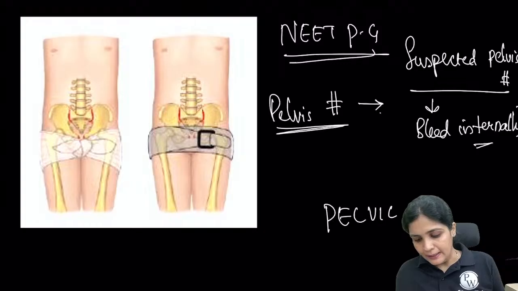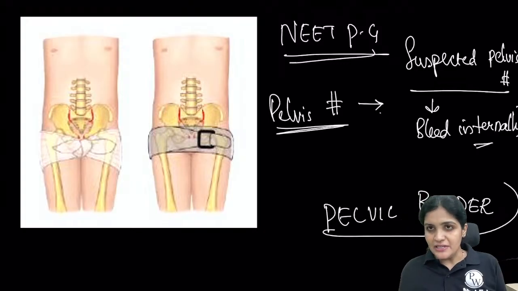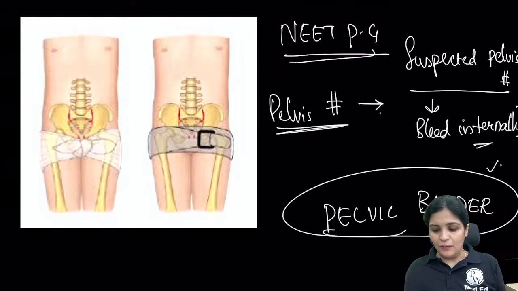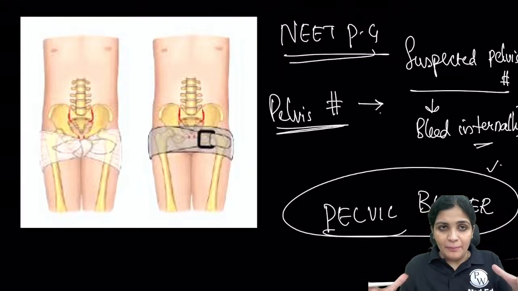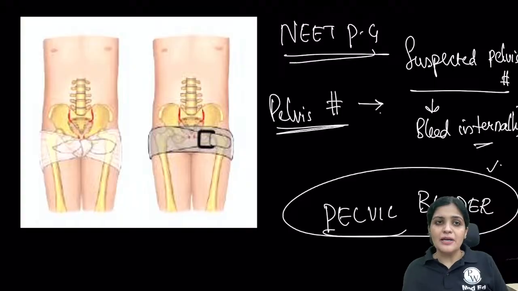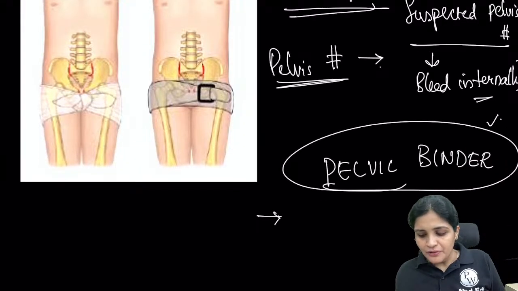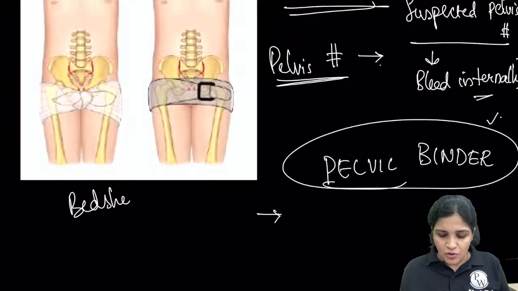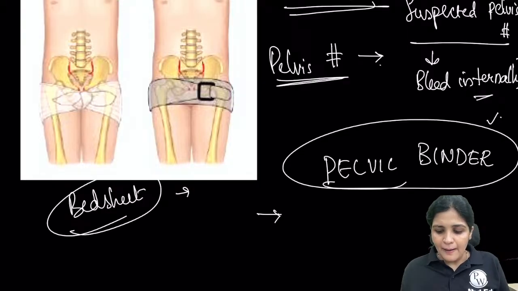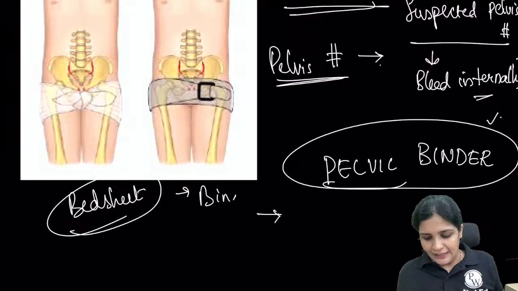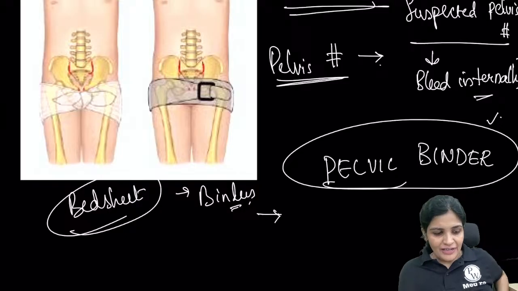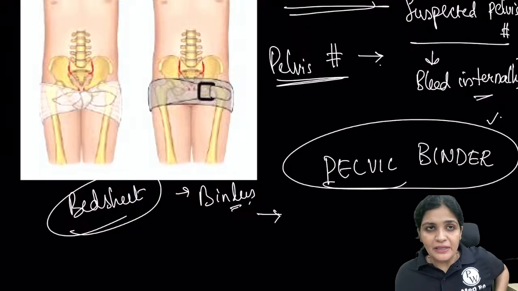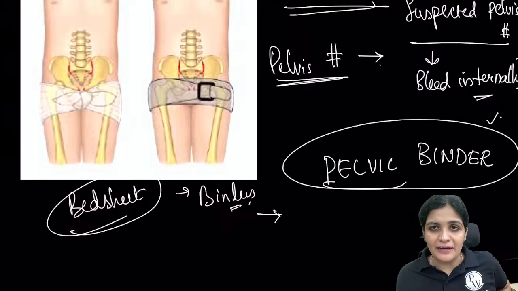Pelvic binder. So this is the first step. We put the pelvic binder. It compresses the pelvis, so whatever bleeding happens, we can stop to some extent. You can use a bed sheet if it is not available, or you get pelvic binders at the stores. At which level do we put the pelvic binder to compress the pelvis?